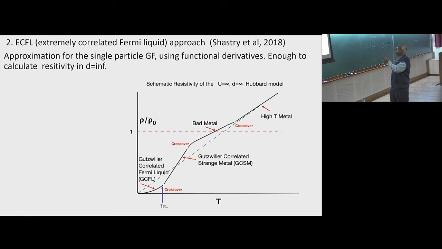This is an approximation for a single particle Green's function using functional derivatives. If you know the single particle Green's function, it is enough to calculate resistivity. And the claim made is that there are several regions in temperature which are shown here. There is a Fermi liquid regime. There is what is called the Gutzwiller correlated strange metal regime. There is a bad metal regime, and there is a high T metal. In these three regimes, the resistivity is linear, but the slopes are different.